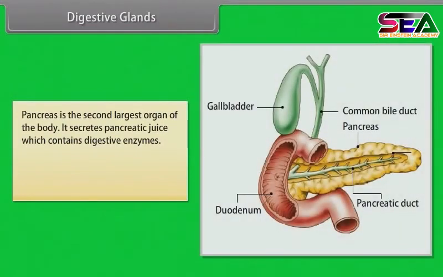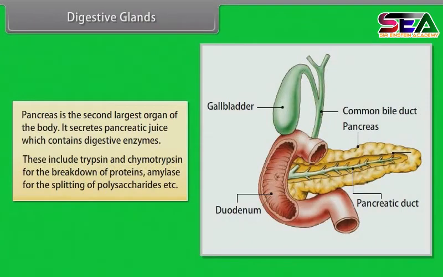The pancreas is the second largest gland of the body. It secretes pancreatic juice, which contains digestive enzymes. These include trypsin and chymotrypsin for the breakdown of protein, amylase for the splitting of polysaccharides, etc.